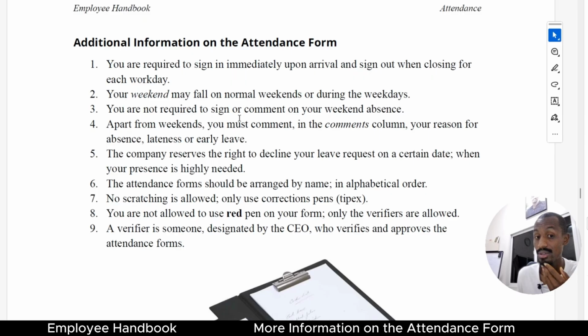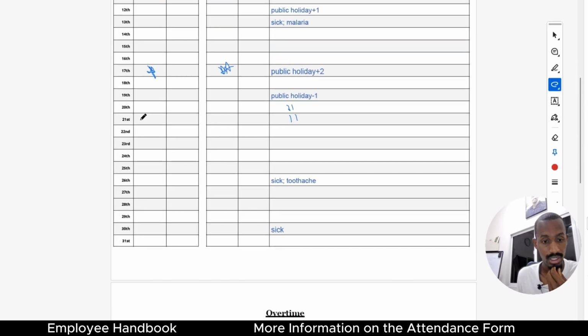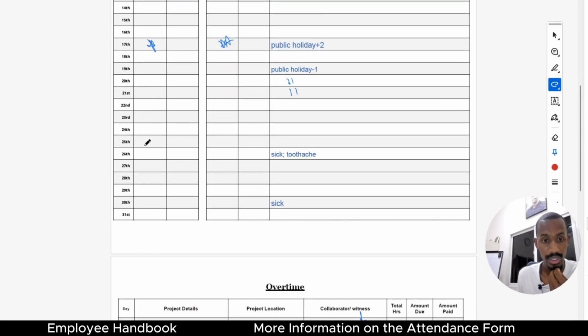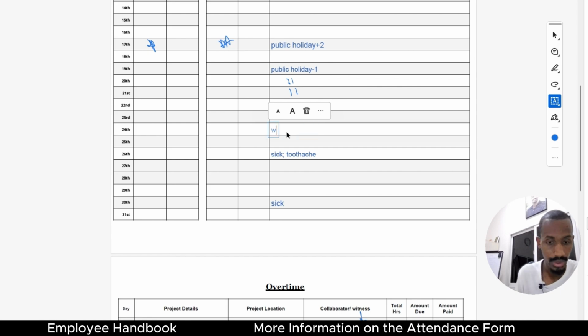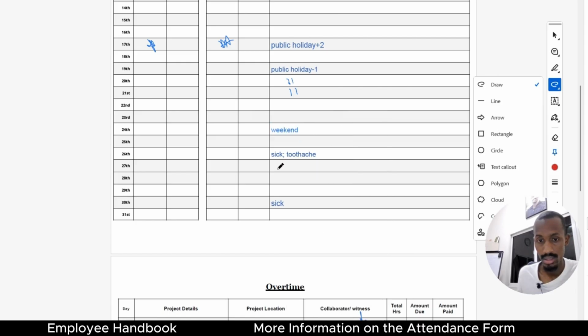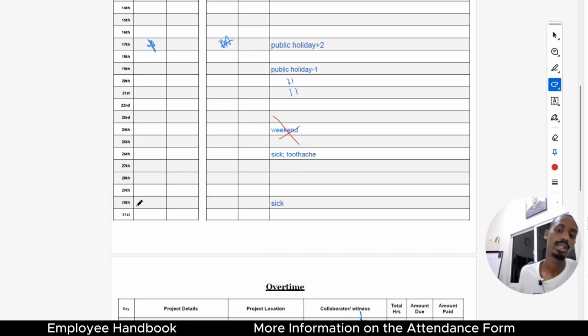You are not required to sign in or comment during your weekend. Remember, if it's a weekend, don't sign in, don't sign out. Let's assume that the 24th and 25th are the weekend. Don't come here and write weekend. Nope, don't do that. Strike through. This is wrong, sorry, I'm putting the wrong one. Don't put weekend there. Just leave it blank like that.